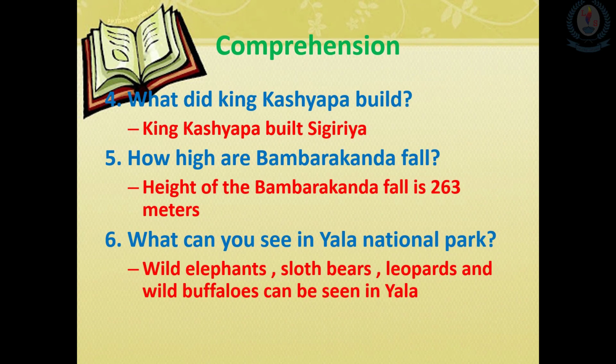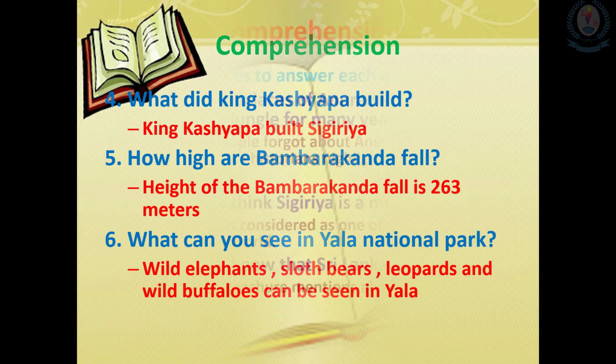What did King Kashyapa build? King Kashyapa built Sigiriya. Fifth one, how high is the Bambarakanda Fall? The height of the Bambarakanda Fall is 263 meters. Sixth one, what can you see in Yala National Park? Wild elephants, sloth bears, leopards, and wild buffaloes can be seen in Yala.